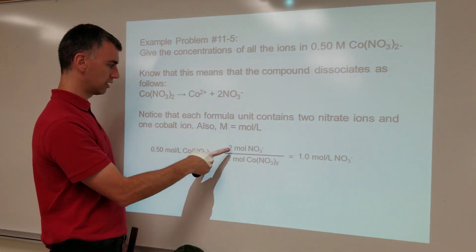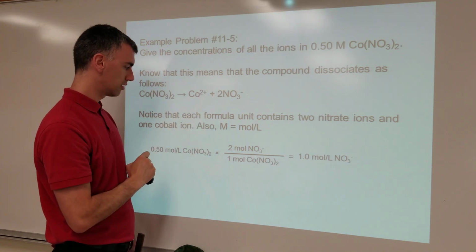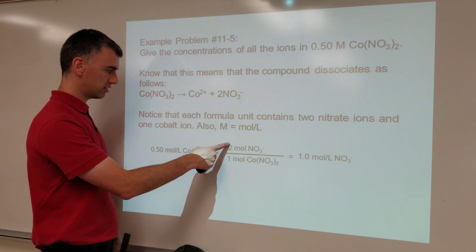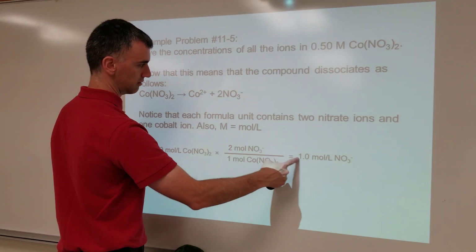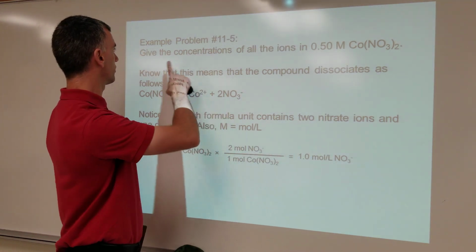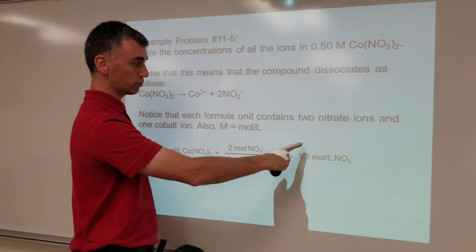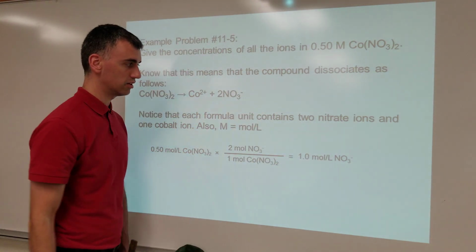This came from here, this came from here. So that means essentially times 2 divided by 1. That's why this answer is what it is. By the way, 2 sig figs makes 2 sig figs. So the question was all the ions, so this would be one of the answers that you box.